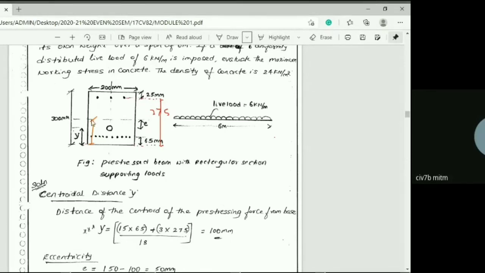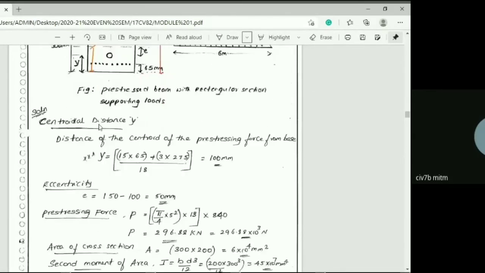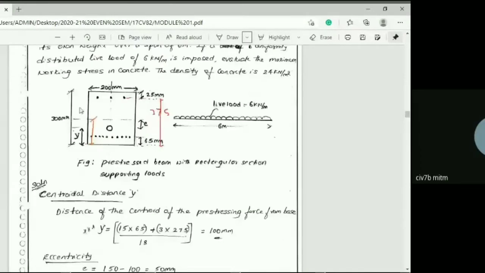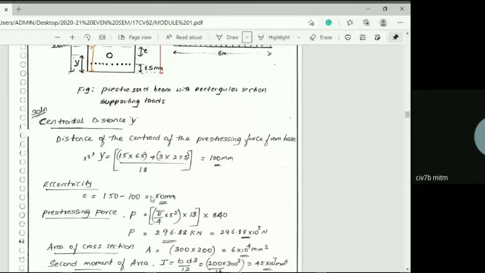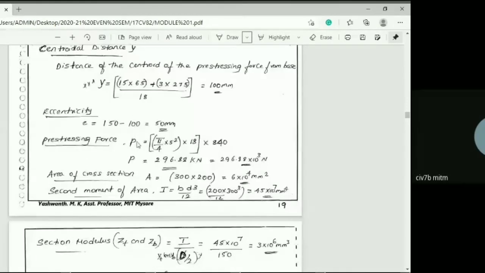So from the number of wires, where exactly the pre-stressing force is induced has been calculated. So that distance is 100 millimeter. We already know that the centroidal distance of this section is 150. So 150 minus 100, we will get 50 millimeter. So this is the way you are going to calculate the eccentricity. Is it clear? This is the way you need to calculate the eccentricity when it is not given. So let me move on to the next.